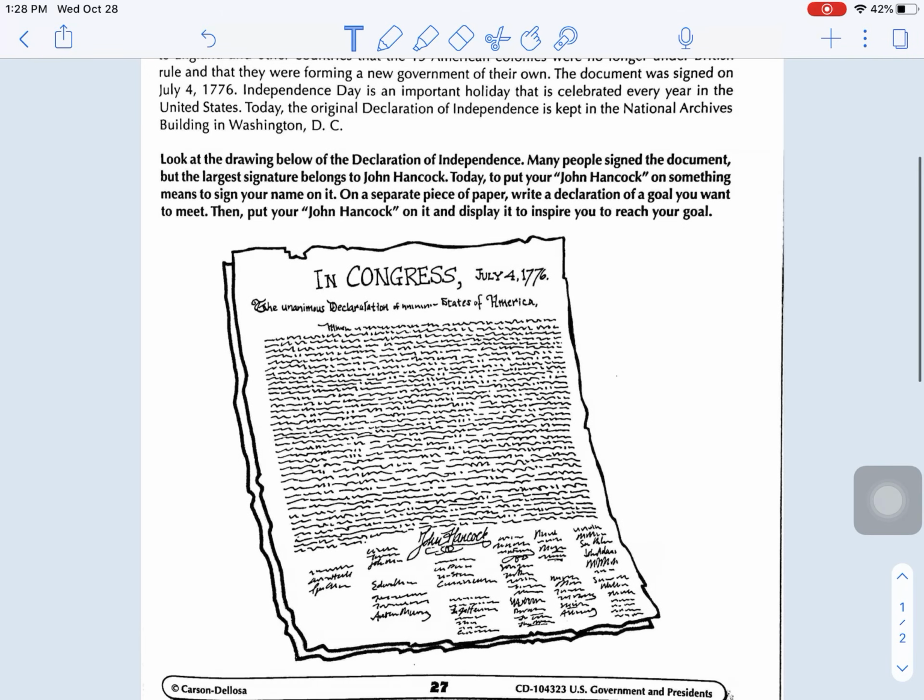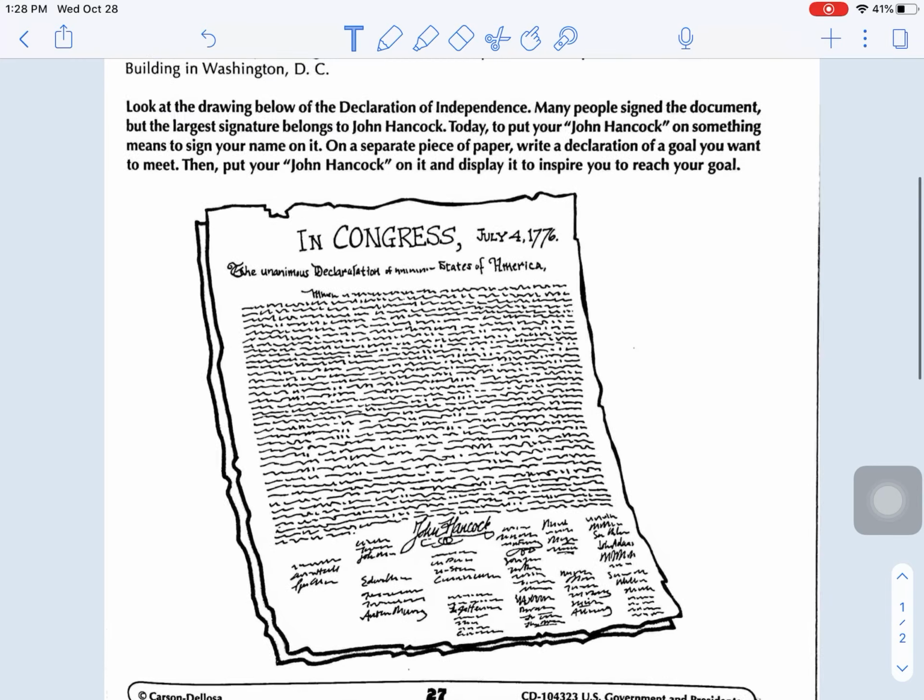Let's look at the drawing below of the Declaration of Independence. Many people signed the document, but the largest signature belongs to, who did we say? John Hancock. Today, to put your John Hancock on something means to sign your name on it. On a separate piece of paper, write a declaration of a goal you want to meet, then put your John Hancock on it and display it to inspire you to reach your goal.